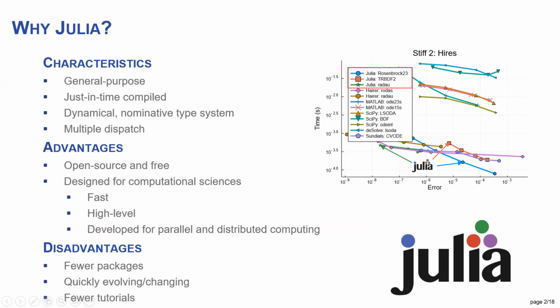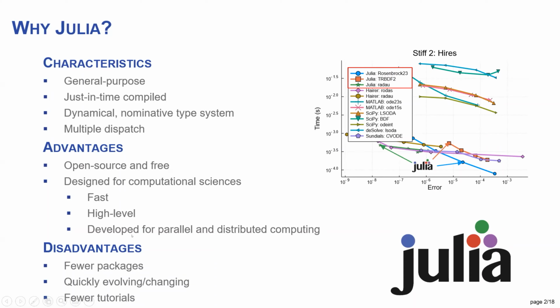Julia is also high level for easy prototyping of code, and this makes it also possible for scientists like me who are not specifically very quantitative scientists to pick up the language. Then finally, Julia is also developed for parallel and distributed computing, and I'll come to that a bit later.